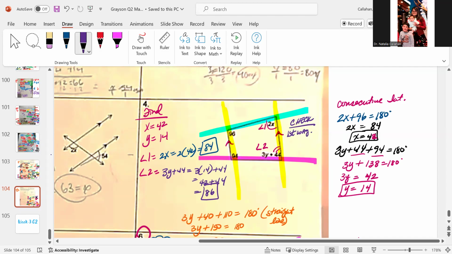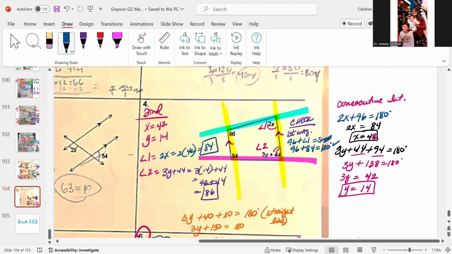Is it add 96 by 42? 96 plus 2x is supplementary, so they have to add to 180. What is angle 1? 42. So 96. It's not 42. Angle 1 is not 42. Angle 2 is 84. Oh, that does equal 180. So check.